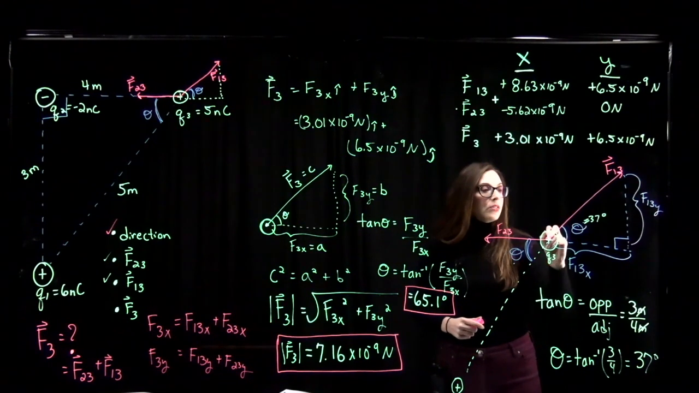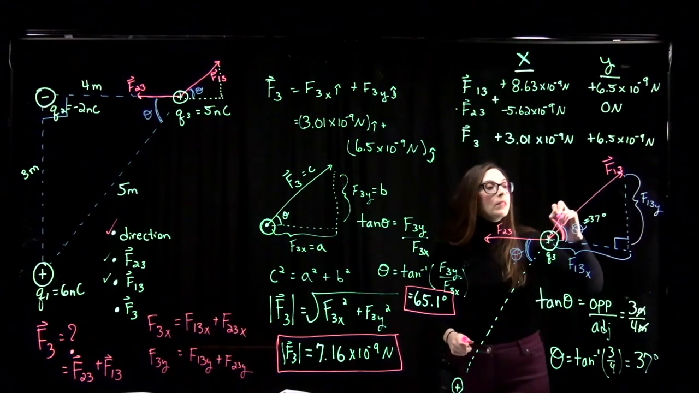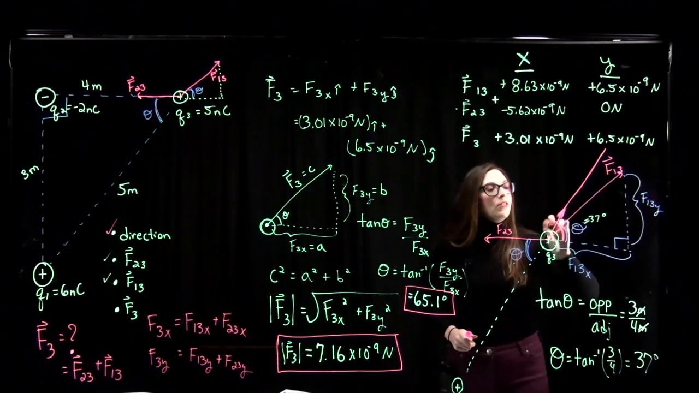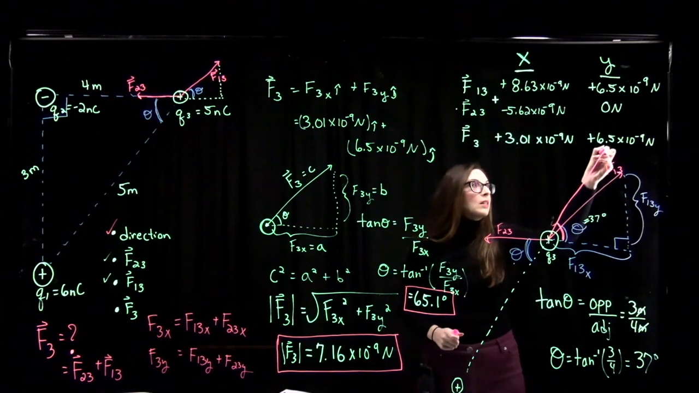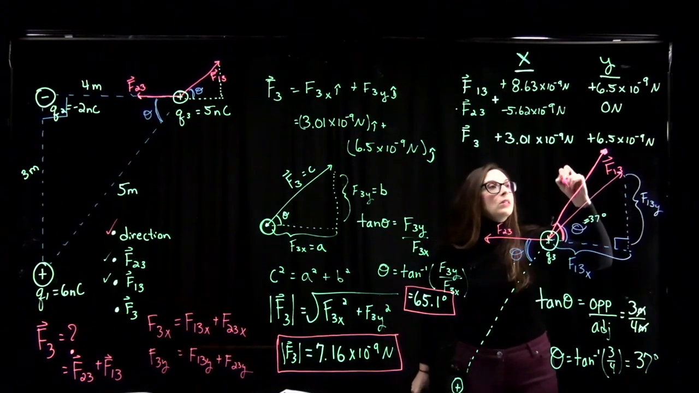That net force is at an angle of 65.1 degrees. I didn't quite draw that correctly there. 65.1 degrees away from the positive x-axis. And it has a magnitude of 7.16 times 10 to the minus 9 newtons. So here is where my vector F3, the net force acting on charge 3, lives.